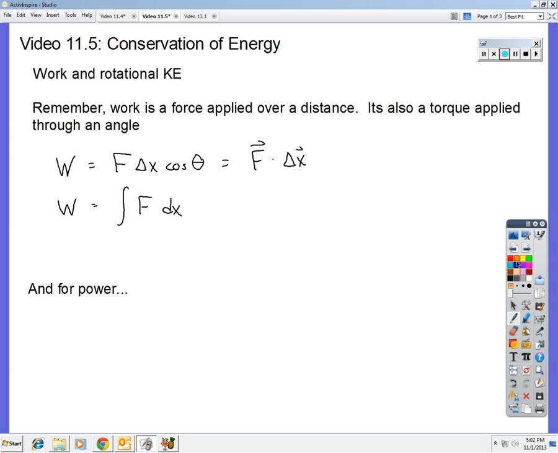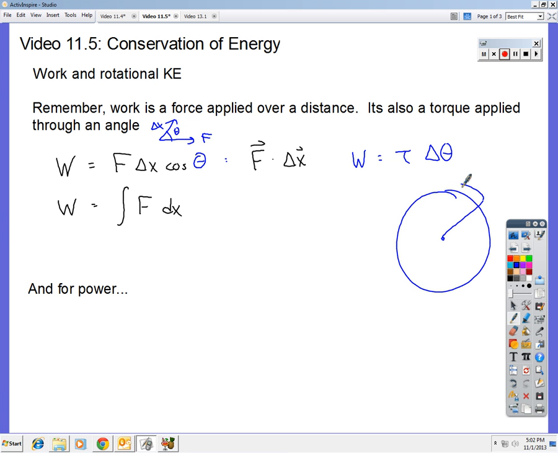So using the rotational analogs, we'll say that work is torque applied through an angle. And I messed up there. That should be, oh wait, yeah, cosine theta. Never mind. Where in this case, theta is the angle between F and delta x. And in this one, theta means something different.